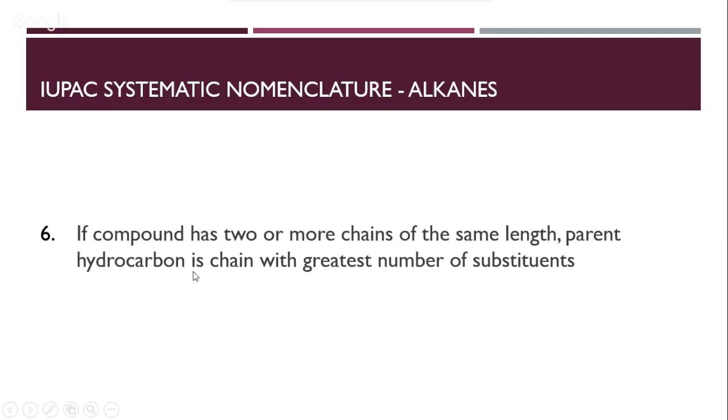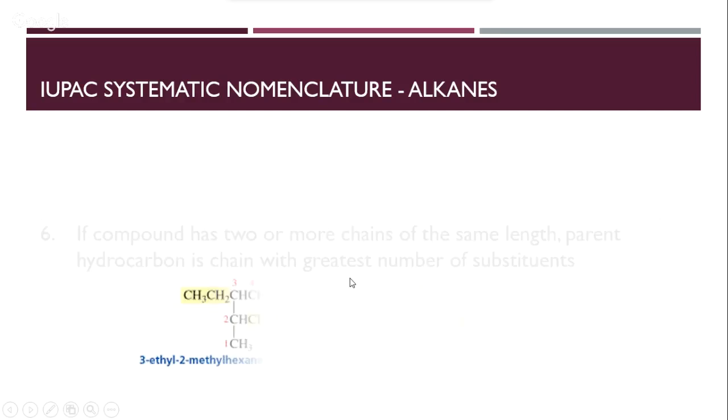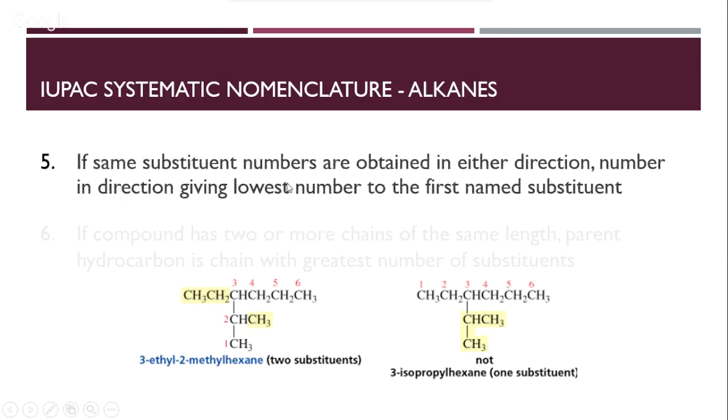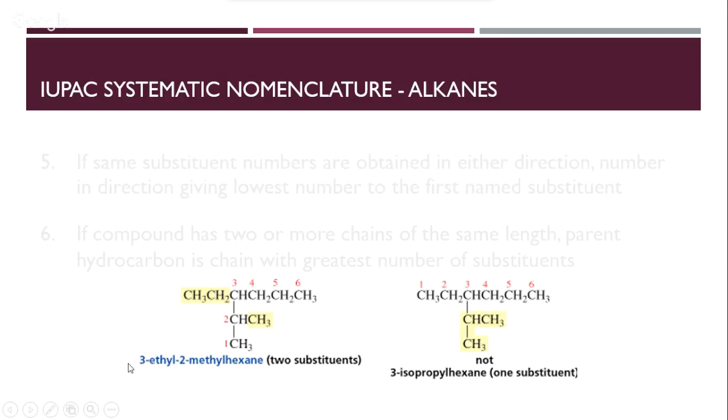Next, there is one more rule: whenever we write the name, we have to write the substituents in alphabetical order. So ethyl and methyl, you realize that ethyl, E, comes before M, and therefore the 2 substituents have to be written in alphabetical order.